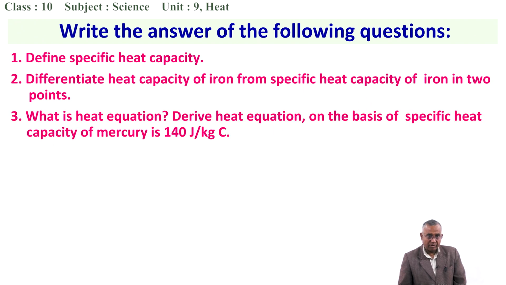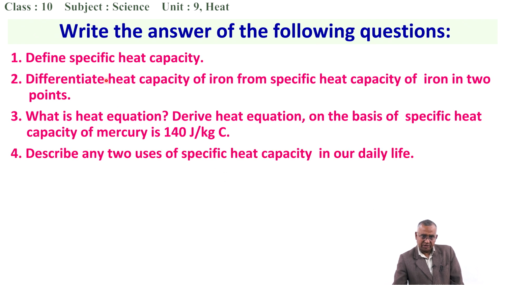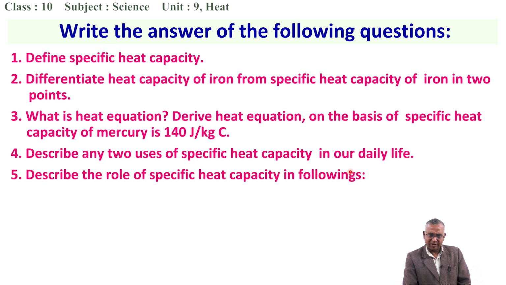The next one is, what is the heat equation? Derive the heat equation on the basis of the specific heat capacity of mercury, which is 140 joule per kg degree Celsius. Degree is missing, you have to add it yourself. Yes. Now, the next one, the fourth one, describe any two uses of specific heat capacity in our daily life. Any two uses of specific heat capacity, that may be more or less. One you have finished. Yes. Others you have to think.